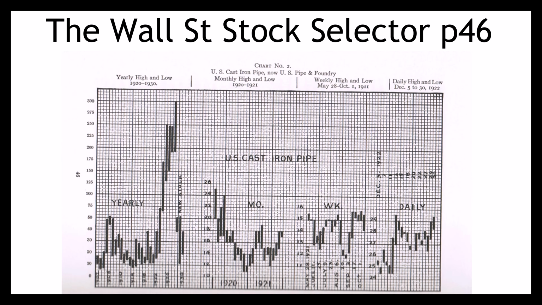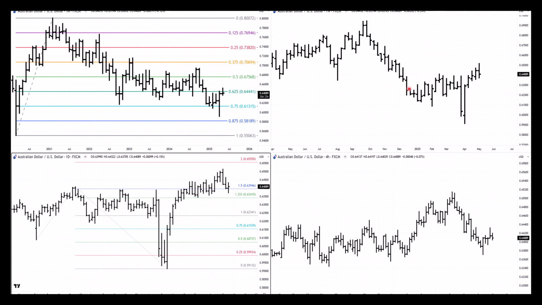And if you're looking for a point of reference in Gann's original material for the work that we're about to do, I like to set up my charts similar to this as Gann did on page 46 of his book, The Wall Street Stock Selector, lining up the different timeframes of the same market side by side. So here we are, the Australian dollar. We've got the monthly chart at the top and then the weekly on the right, daily down here and 4-hour chart below here.